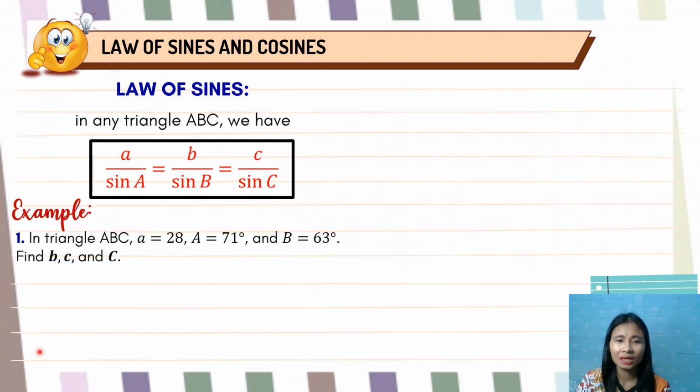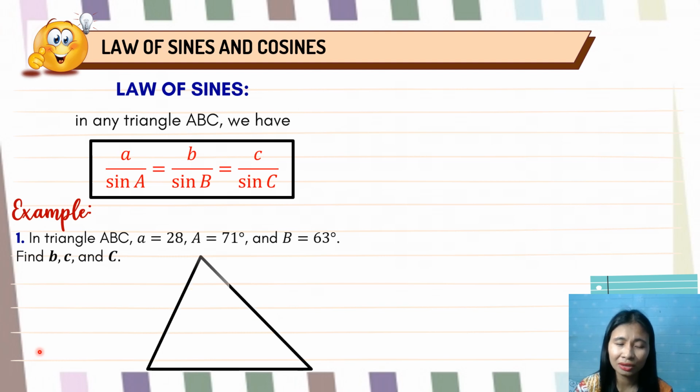For example, in triangle ABC, we have side a is 28, angle A is 71 degrees, and angle B is 63 degrees. Find the measure of side b, side c, and angle C. In this given, let us try to draw our illustration first. We have the given triangle ABC. How are we going to locate those given data? We have angle A is 71 degrees, angle B is 63 degrees, and side a is 28.